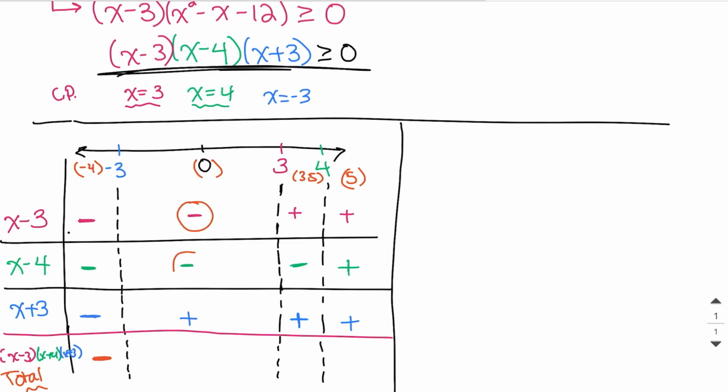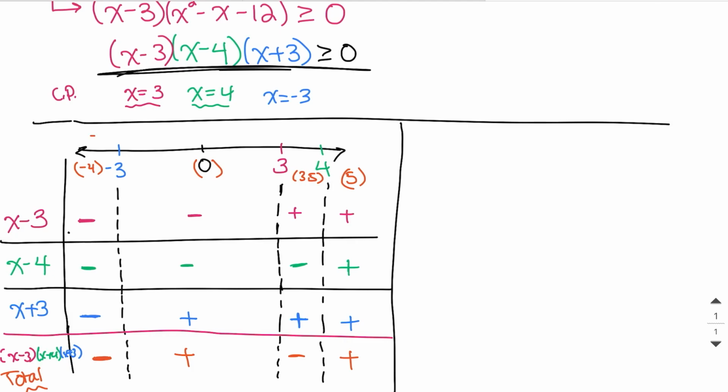Here, I'm going to do a negative times a negative, which is a positive, times a positive, and it's going to be a positive. Here, I've got 2 positives multiplied by a negative, which would give me a negative. And here, 3 positives multiplied together always give me a positive.